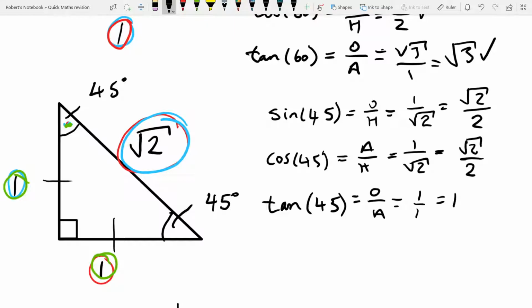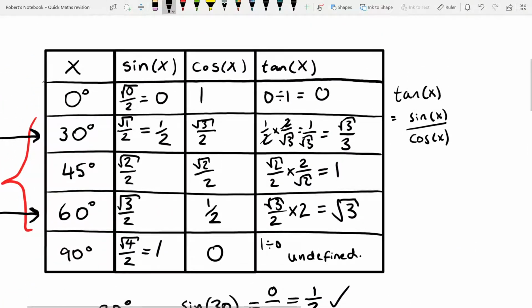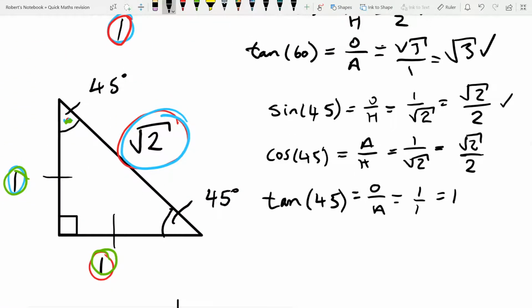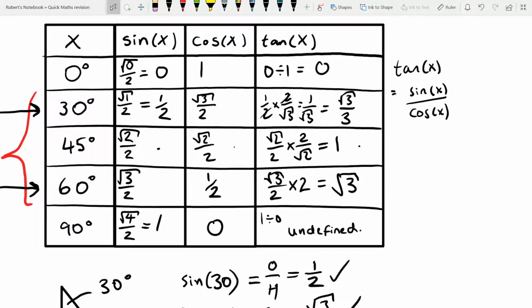So from our triangle here, we've got root 2 over 2, root 2 over 2, and 1, and when we look at our table, we've got root 2 over 2, root 2 over 2, and 1. So that means that we're sorted. So that's all we're going to get from the triangles, and we've managed to complete these 3 rows here.